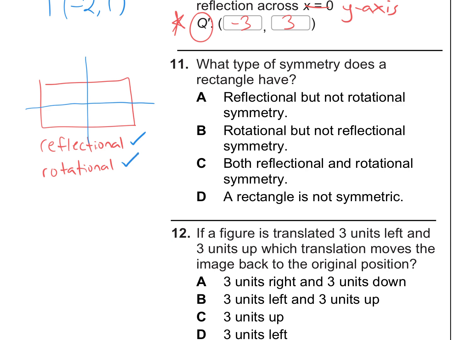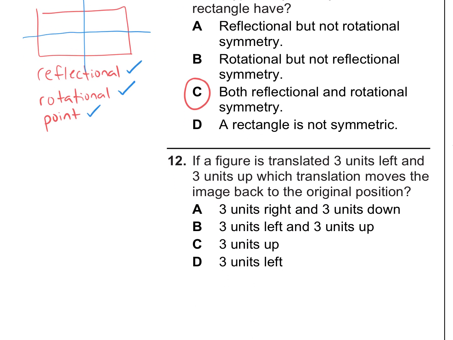What was the last type of symmetry? Point symmetry. What does point symmetry mean? 180 degree rotational. So does a rectangle have point symmetry? Yes. Okay, so by what we did on the side, we know a rectangle has all types of symmetry. Okay, so here it says what type of symmetry does a rectangle have? We picked the best one. Which one is it? C. Yep. Good.